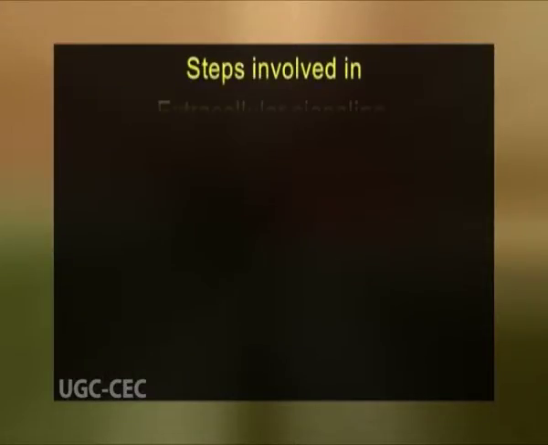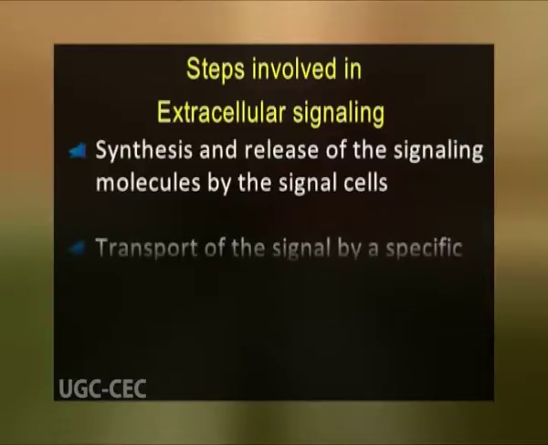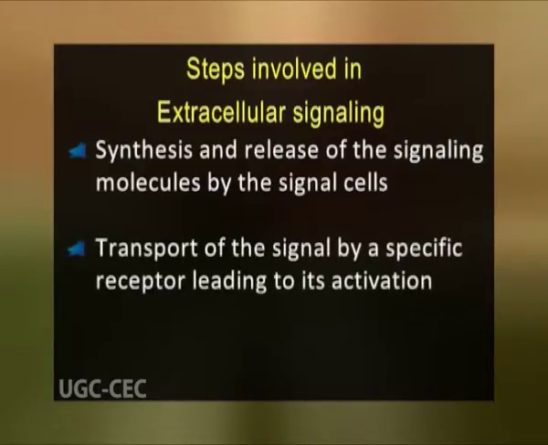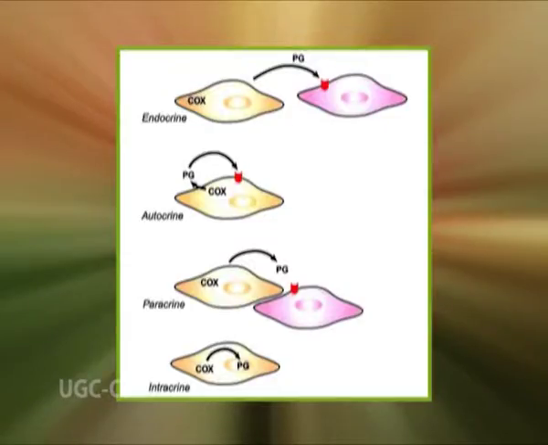up organisms. Extracellular signaling usually involves the following steps. Number 1, synthesis and release of the signaling molecules by the signal cells. Number 2, transport of the signal by a specific receptor leading to its activation. Number 3, initiation of signal transduction pathways. In animals, extracellular signaling by signaling molecules can be classified into 4 categories: autocrine, paracrine, endocrine, and juxtacrine signaling.